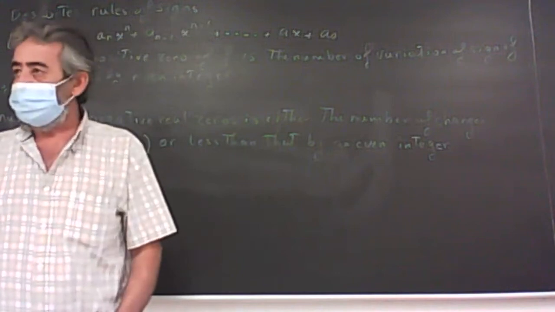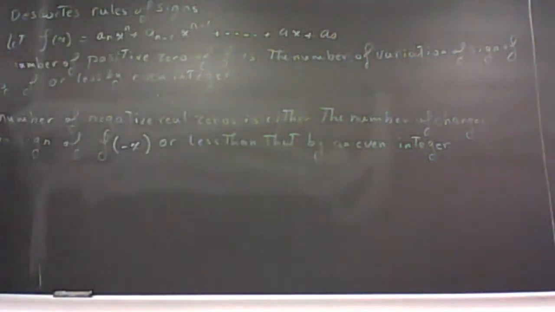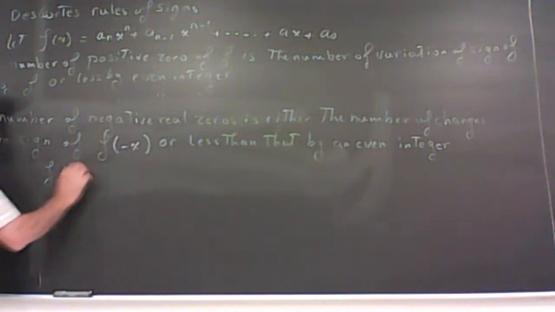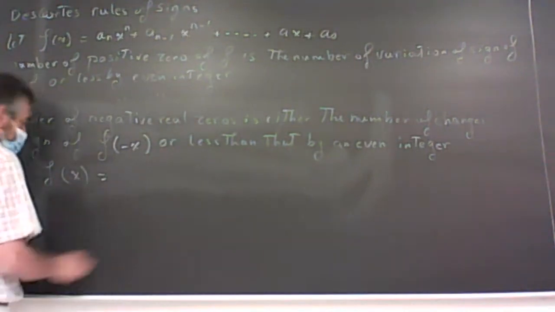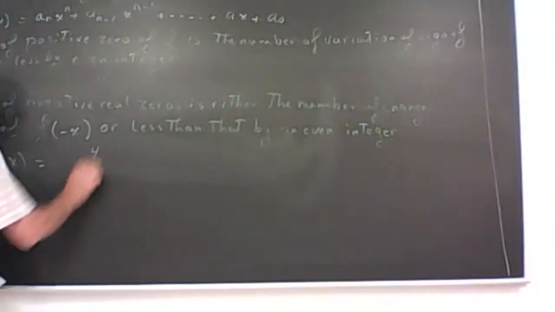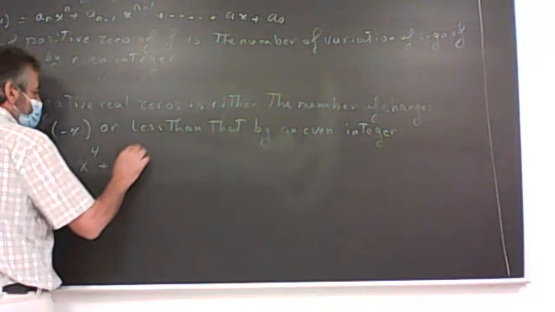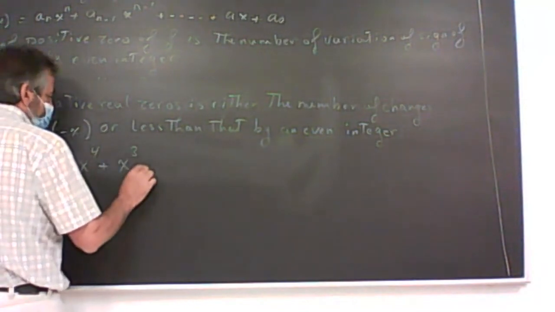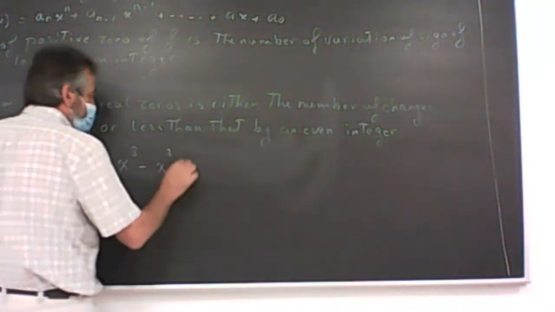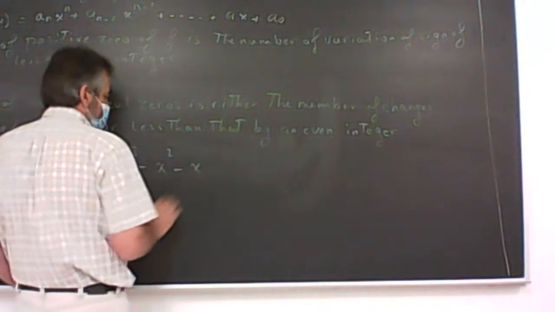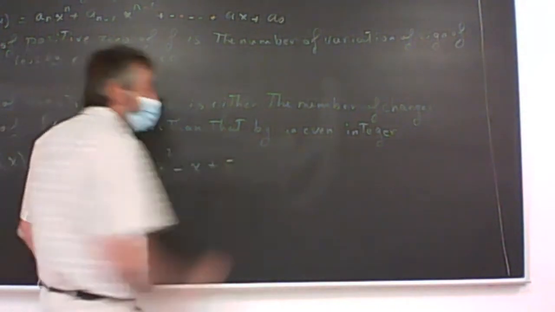Another way, we replace every x by minus x, and then we look at how many times the sign changes. So let's go ahead and take a look at another example. Let's say, for instance, again, f of x equal x to the 4 plus x cubed minus x squared minus x plus 5.